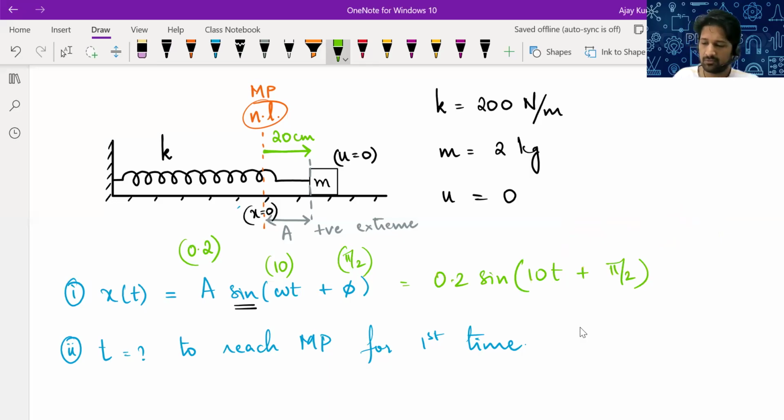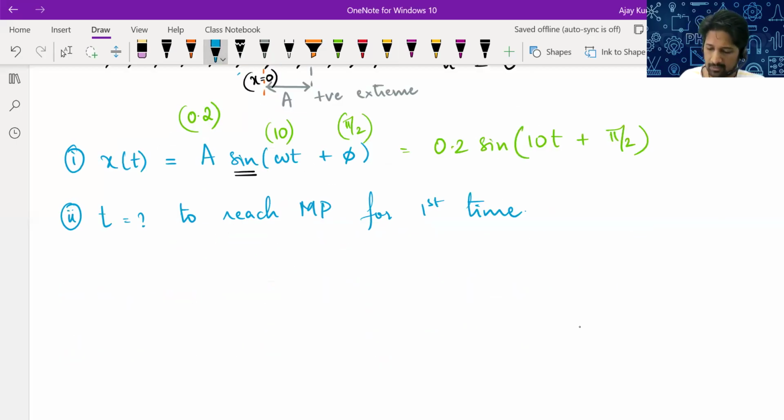To get to mean position for the first time, basically what has to happen is the object has to complete one fourth of the oscillation. Starting from extreme position, it has to come to mean position. It should do one fourth of the oscillation. So the time taken for that part will be one fourth of the time period.